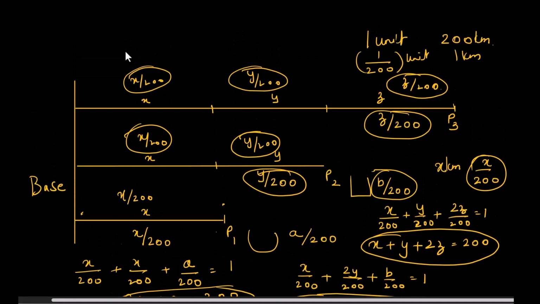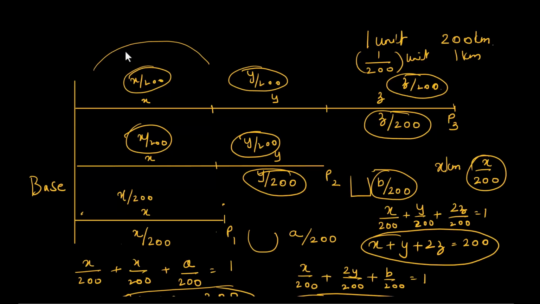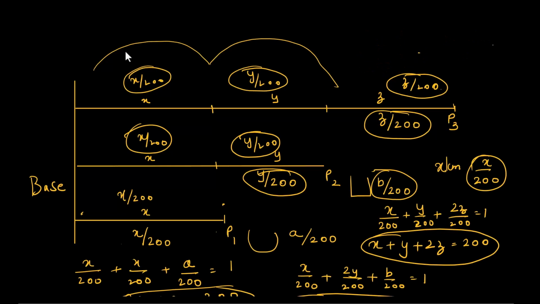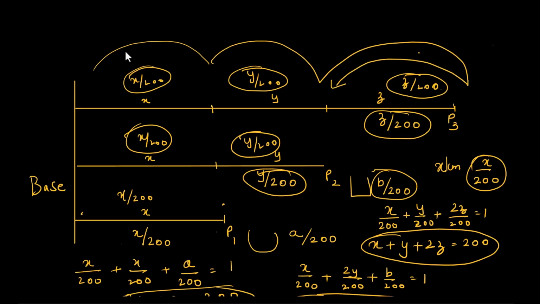Now let's get this. In the third expedition, it goes here from the base to P1, then goes to P2, and then goes to P3, returns back to P2. And from here, he takes all the fuel that is left, which is B by 200, to travel this distance. And that fuel is enough for him to travel that distance, which basically means that B by 200 is equal to Y by 200. That's the amount of fuel that was required.